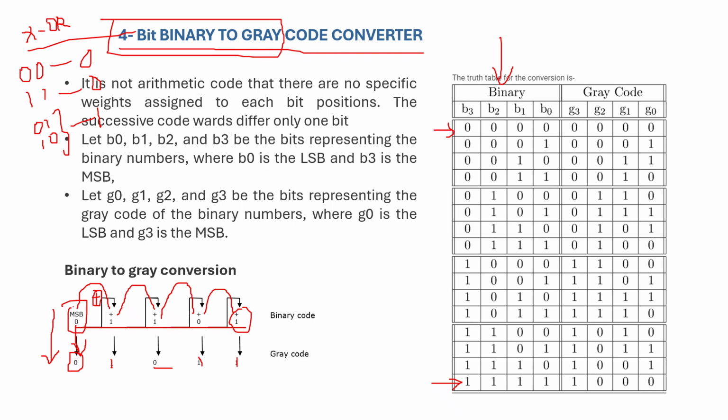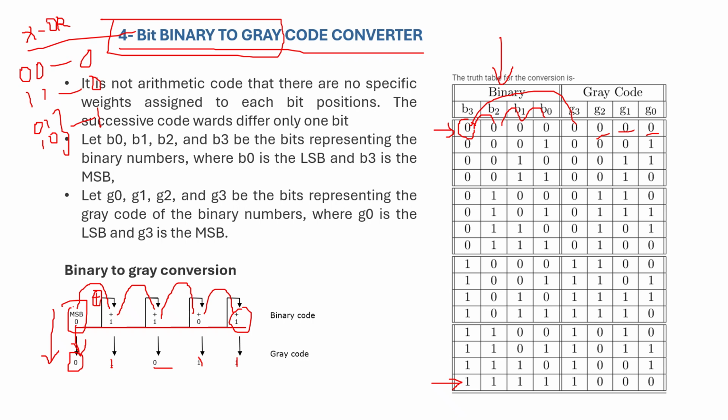So now first, for the MSB bit, same MSB bit 0. Next, for the second digit, 0 XOR 0, obviously 0. Then again 0 XOR 0 is 0. Then again 0 XOR 0 is 0. So this is the equivalent gray code for that.